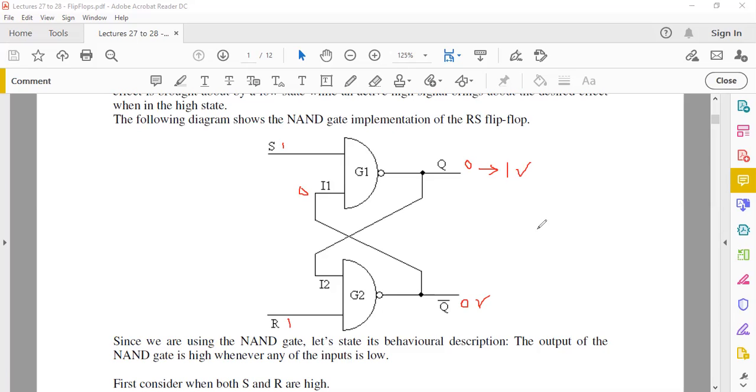Okay, so in conclusion, when your S is high and R is high, your output needs to have different states. Now, what would be the actual state of Q and Q bar? It depends on the previous state of this circuit. So this could have also been staying at 0 if you consider Q bar here to feed back. If you consider Q to come down here, then you would get the opposite state. That we've seen in the previous.